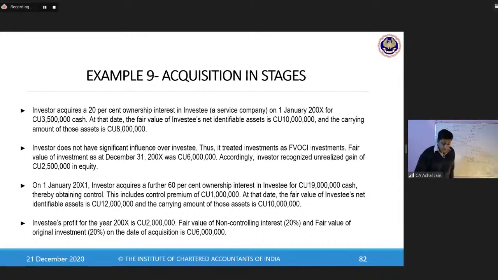Now we need to solve this. And what do we mean by solving this? We need to compute the amount of goodwill or capital reserve in this example. Can you start solving this on your own? I have put down all the facts on the board, and all the facts are also available in the example. Can you quickly compute the amount of goodwill and let me know the answer? I am waiting for a response.